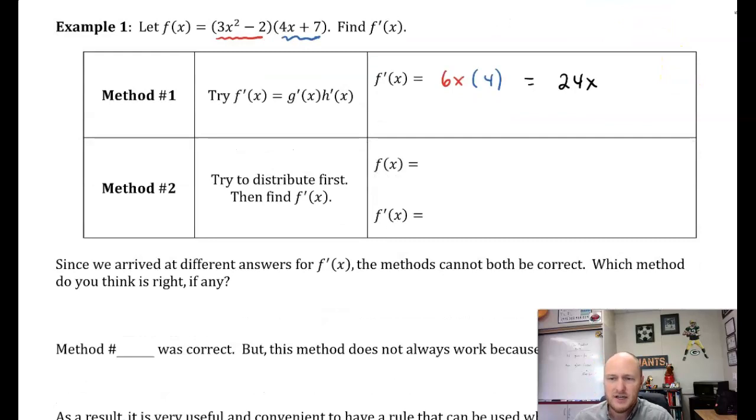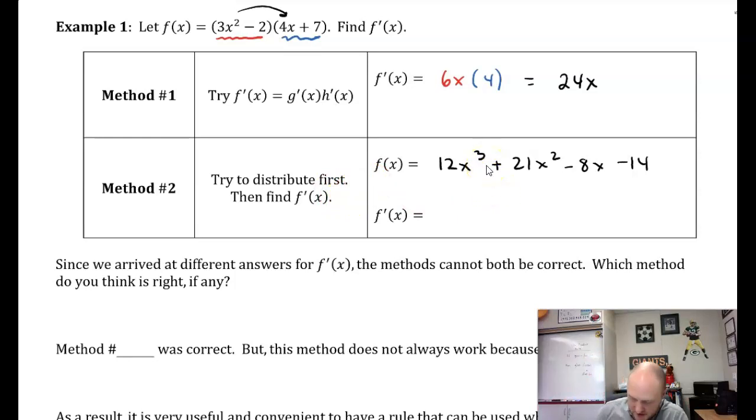Method number 2 says, hey, first, why don't you just go ahead and distribute? Because isn't this how we found the derivatives up until this point? So if I distribute 3x squared times 4x, we get 12x cubed. 3x squared times 7 gives me 21x squared. Negative 8x minus 14. So there's our function, right? If I distribute that out, and then now I'm just going to go ahead and use the power rule. Well, doesn't this become 36x squared plus 42x minus 8? Checking my notes. Yes, that's right.